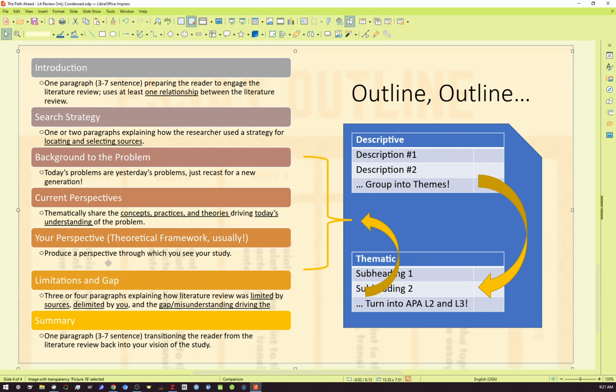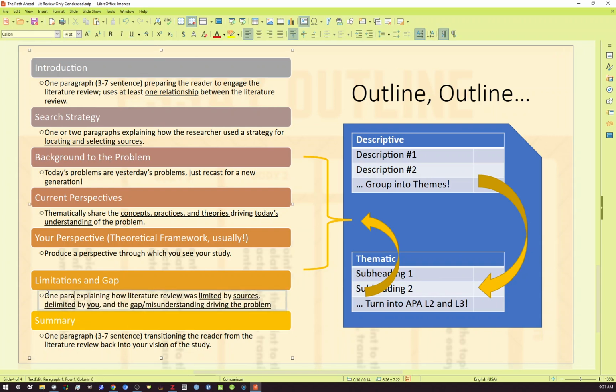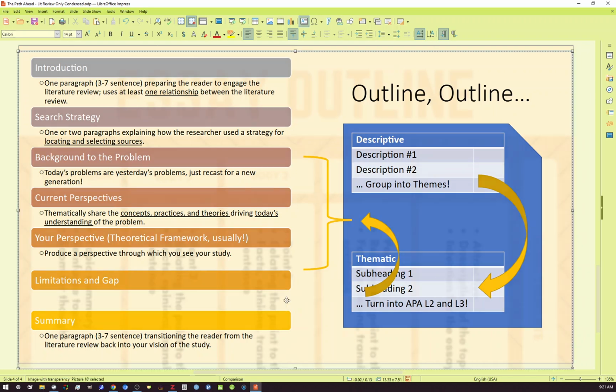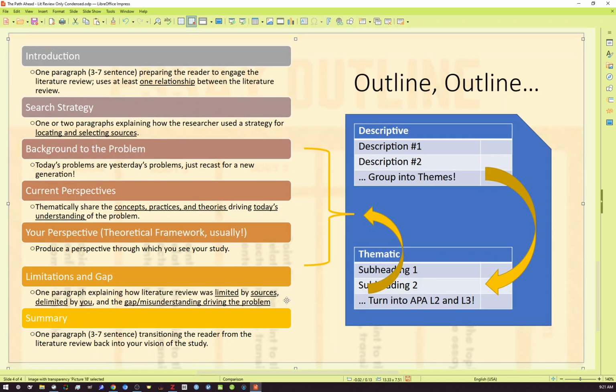Everyone does this differently, so go for it. Usually this is 3 or 4 paragraphs, but for this study, let's just do 1. Okay, 1 paragraph. Of course, I need to learn how to type. Here we go. Make 1 paragraph explaining how the literature review was limited by using, let's say, only 5 sources, or how it was delimited or controlled by you, and maybe a little bit of a hint about the gap or misunderstanding that your literature review helps us fill in a bit. That'd be a nice thing.